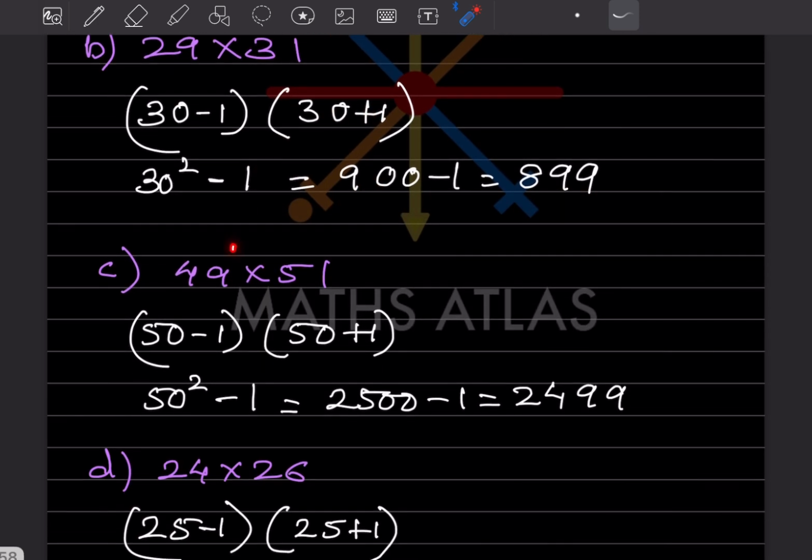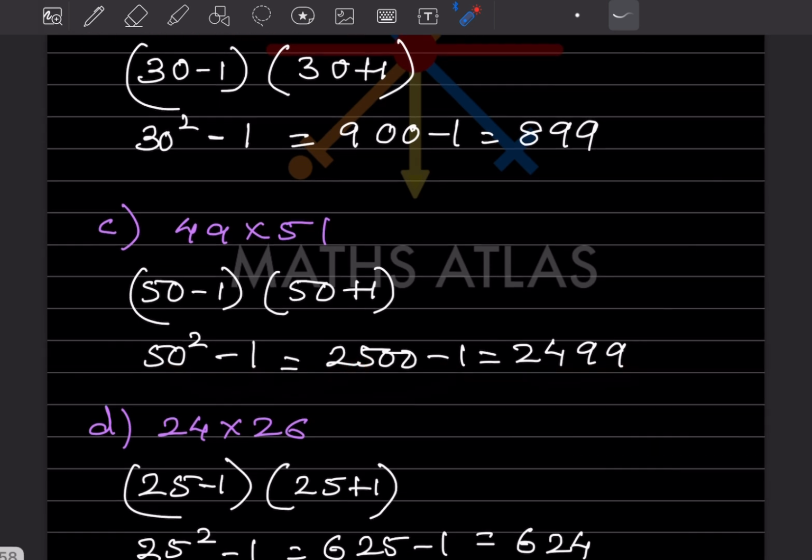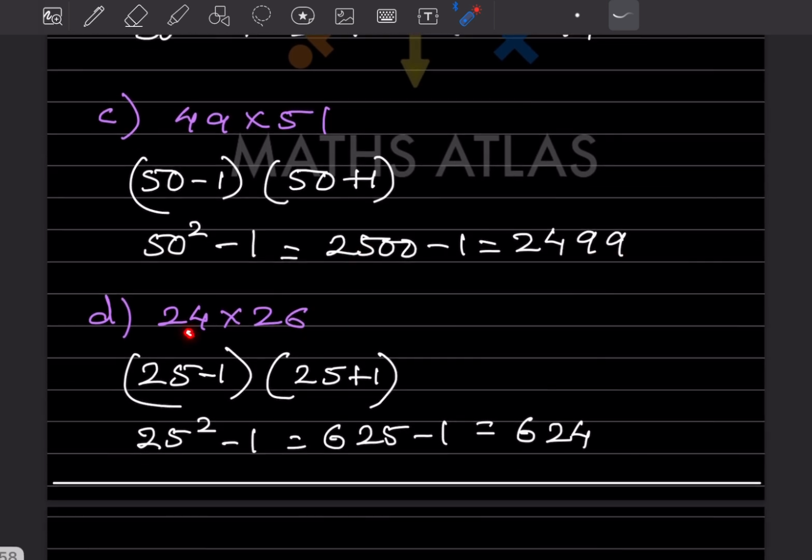Again for this one, that is going to be 50 minus 1 and 50 plus 1. So this will be 50 square minus 1 square. 1 square means 1. So this is going to be 2500 minus 1. So that will be 2499. Again from here, 25 minus 1, 25 plus 1. So that will be 25 square minus 1. So that will be 625 minus 1. That will be 624.